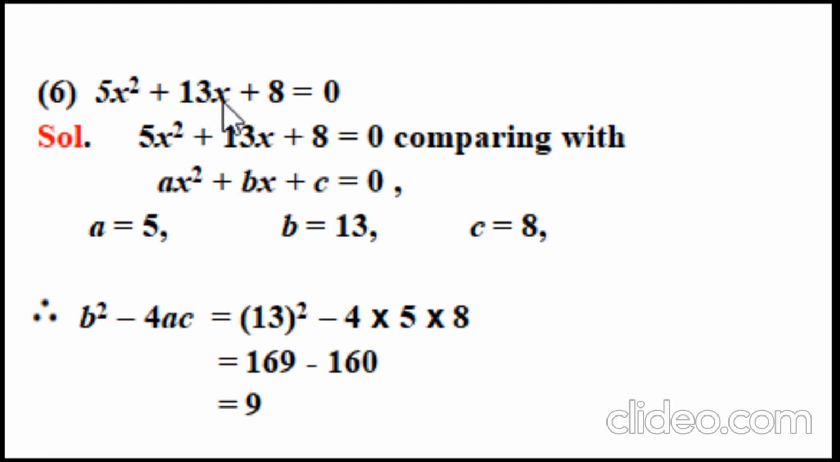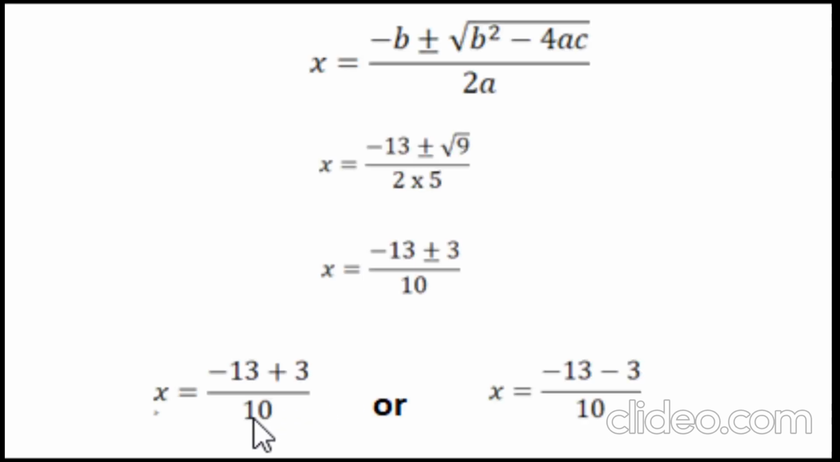5x square plus 13x plus 8 is equal to 0. Comparing with ax square plus bx plus c is equal to 0, we get a as 5, b as 13 and c as 8. b square minus 4ac: square of 13 is 169. 4 5s are 20, 20 8s are 160. 169 minus 160 is equal to 9. So the value of b square minus 4ac is equal to 9.